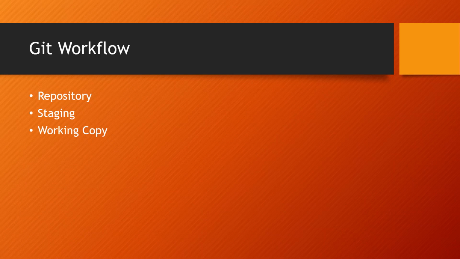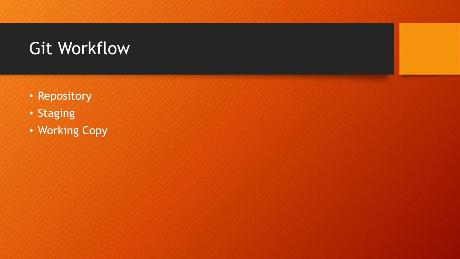In the previous lecture, we saw how to create a new file, then add that file using the git add command, and then commit it into the repository. Now here you must have noted why we need to do this add step. The reason is that Git has a workflow where there are three things involved.